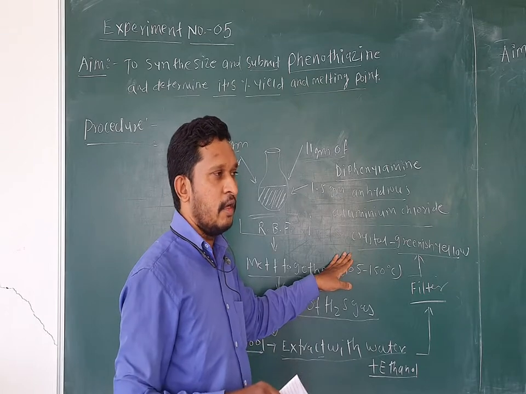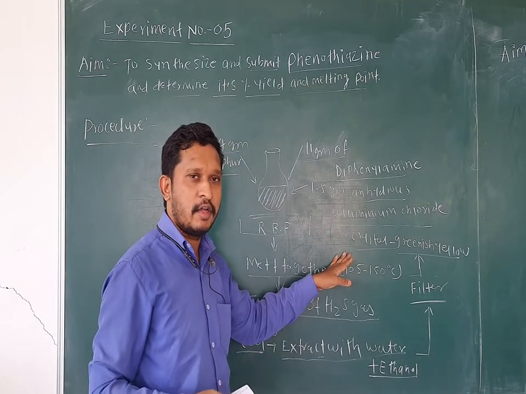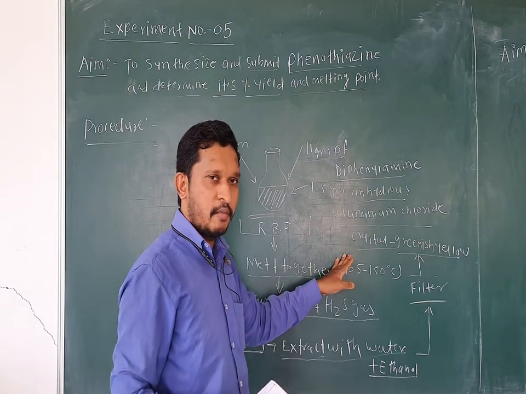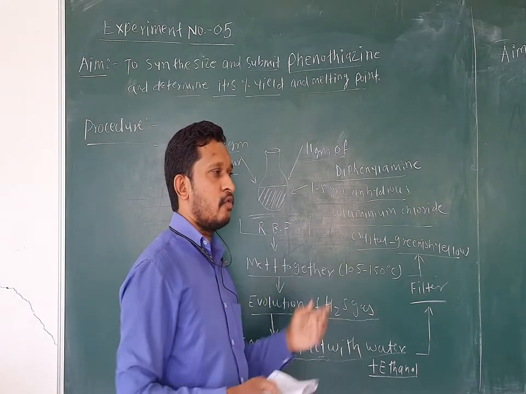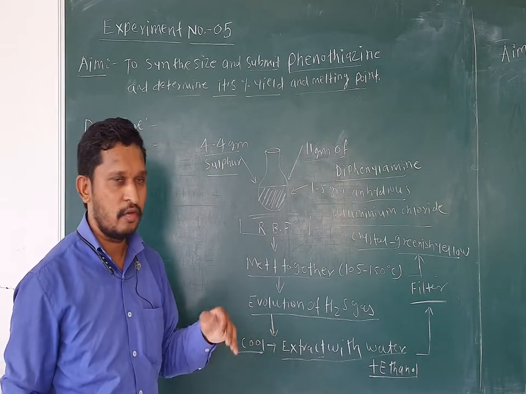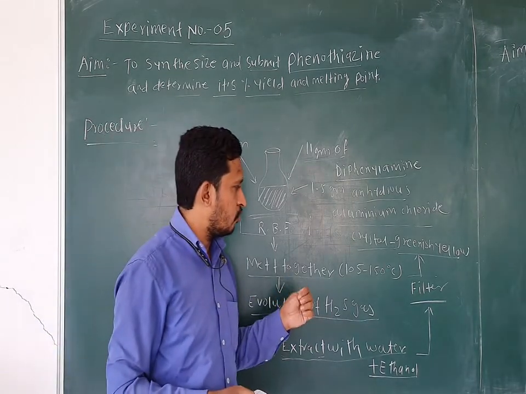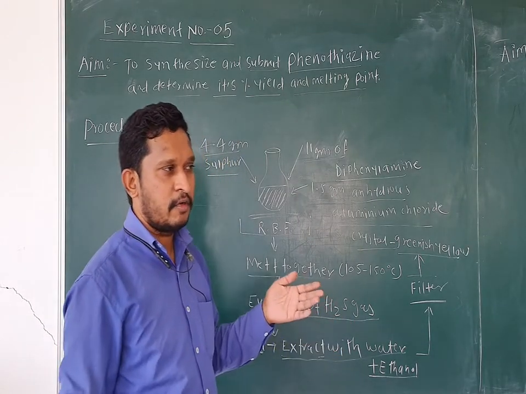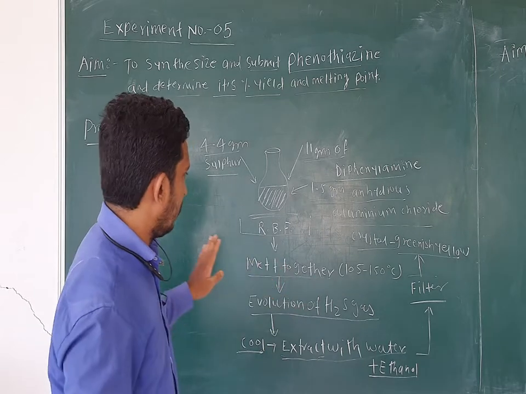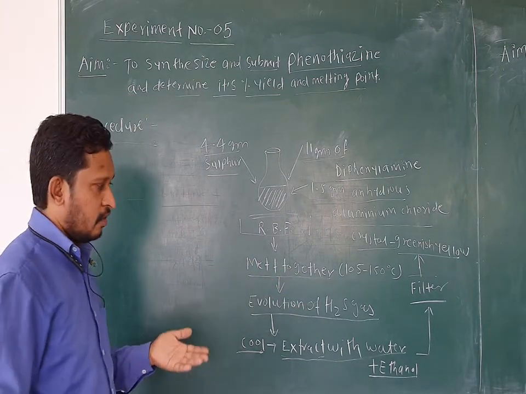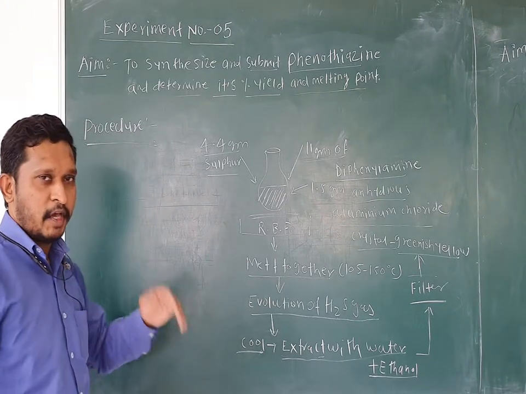After recrystallization with ethanol, dry it again and take the melting point again. Then compare the melting point before and after recrystallization. Also do the calculation using the practical yield, and that will be your percent practical yield. Now this is about the procedure. Next, let us see the reaction and mechanism of this synthesis of phenothiazine.